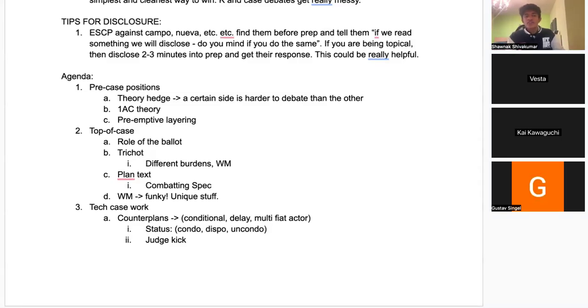So yeah, just the general argument of theory hedge is that one side is harder to affirm than the other. There are a couple of reasons why, and then here's what you should do as a judge. Usually those reasons are wickedly unfair, and it'll make life almost impossible for the other team. So when you're responding to theory hedge, you have to either state it's not true, like there's no existing side bias, or, the flip side, one side is harder than the other, and then respond to the warrants.